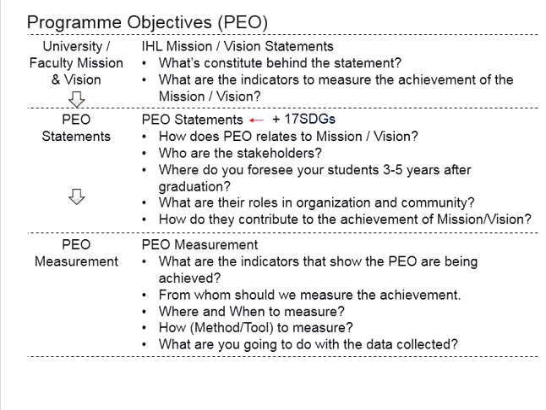Now, when establishing the program objectives, we will need to look into the mission and vision statements of the institutions of higher learning. You may acquire the missions and visions of the university from their official websites. Look into the missions and visions. Observe what is constituted behind the statements. What are the indicators to measure the achievement of the missions and visions?